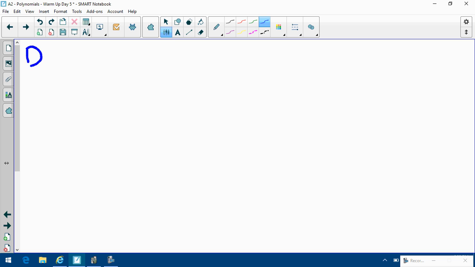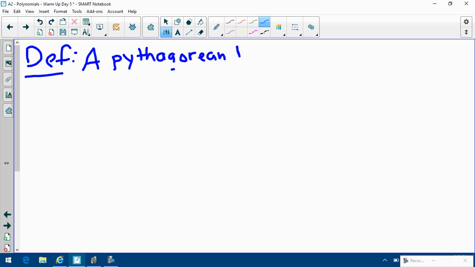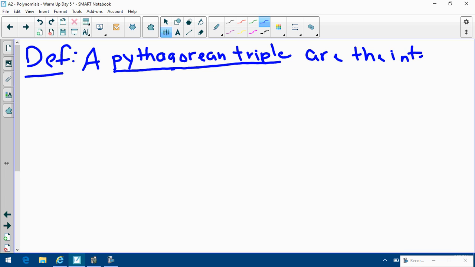So, definition of a Pythagorean triple. A Pythagorean triple is three integers. Integers are going to be important later on, so remember that. Three integers, a, b, and c, that can form the sides of a right triangle.